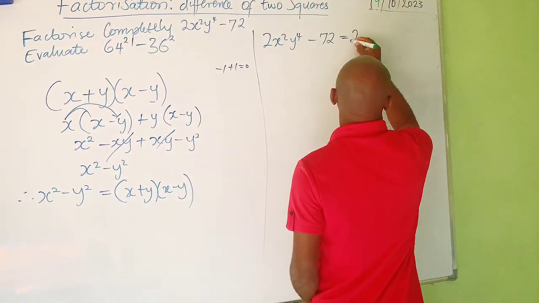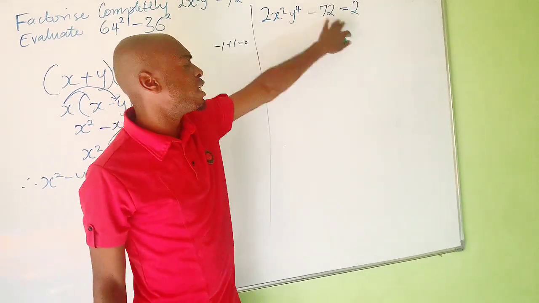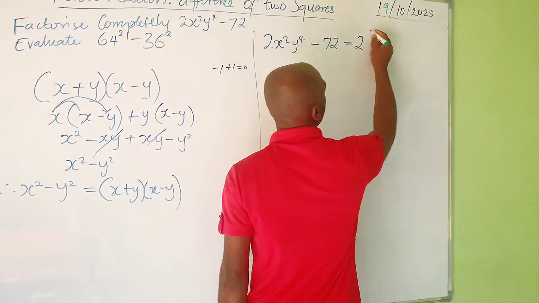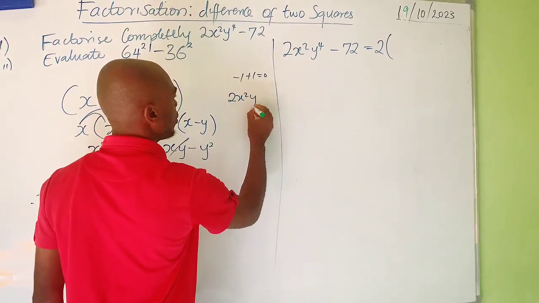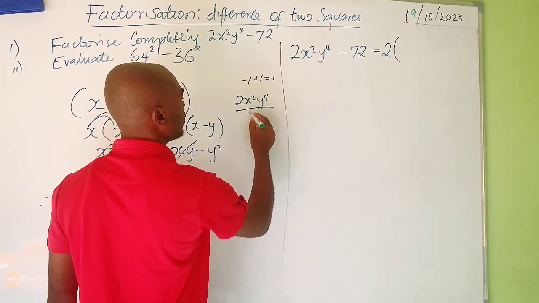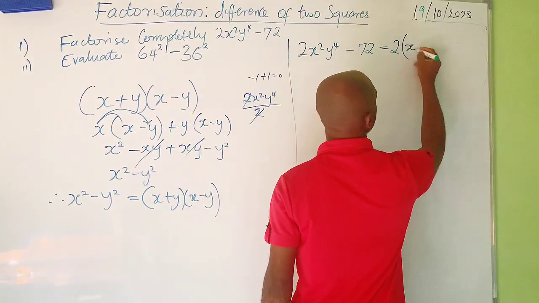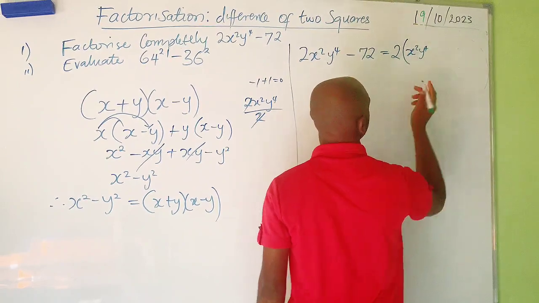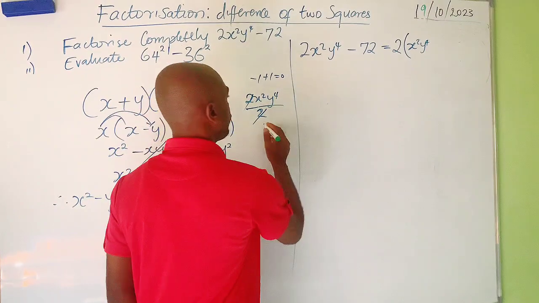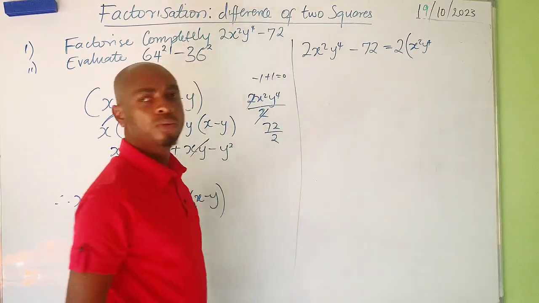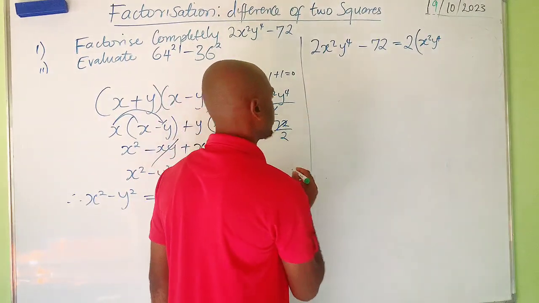At that point, 2 is common. If you look at the two terms, 2 is a factor of both, so pull 2 out. Let us do this illustration. If I say 2x squared y raised to the power of 4 divided by 2, once 2 cancels 2, what is left is x squared y raised to the power of 4. The same thing for 72 divided by 2. 2 goes into 72 36 times.